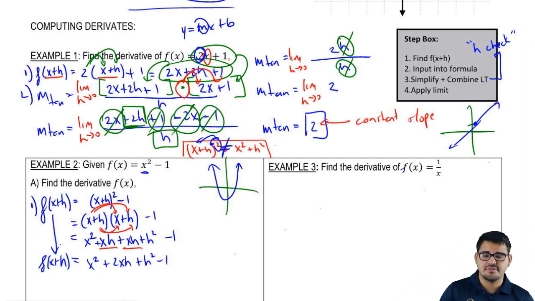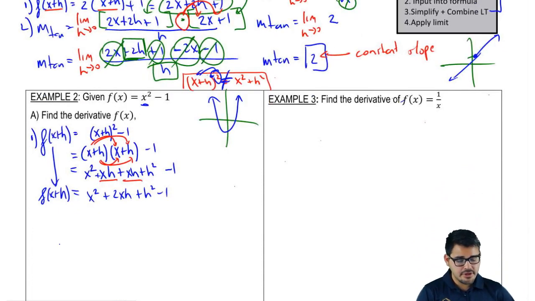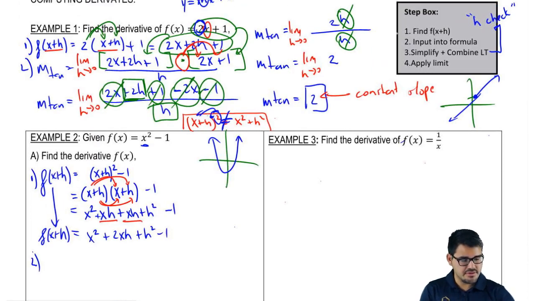It's a bunch of f of x plus h. And now we're going to go to step 2, in which we input into the formula. So we're done with step 1. Inputting into the formula never really takes that much time, but the simplification part is the one that always takes a lot of time. So let's go ahead and do that.